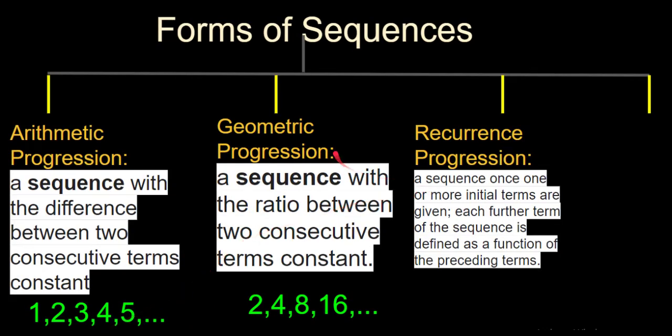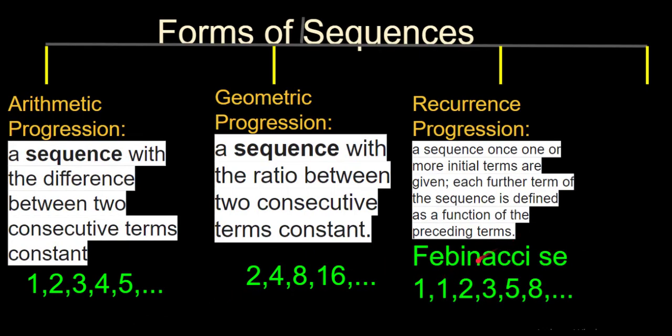The other one is recurrence, which is not a recurrence progression, it is a sequence where one or more initial terms are given. This is the difference. One or more initial terms will be given, and then each further term of the sequence is defined as a function of the preceding term. The next term depends on the previous term. So this is not a geometric progression. A recurrence progression is not an arithmetic progression. This is just different.